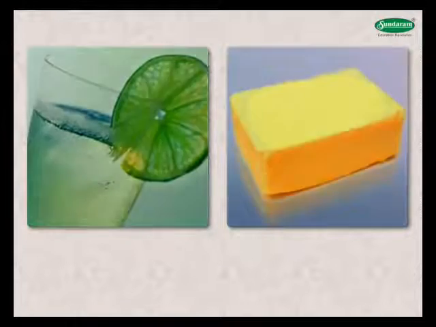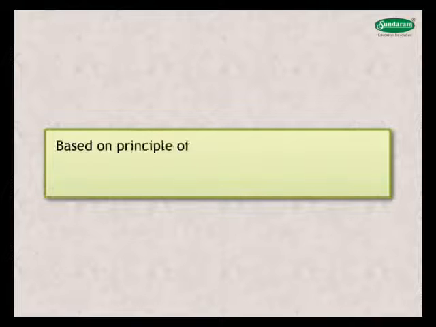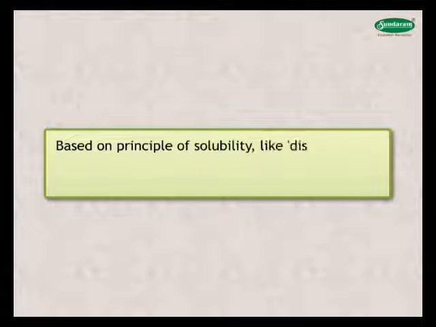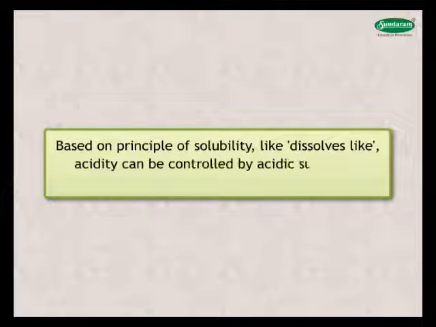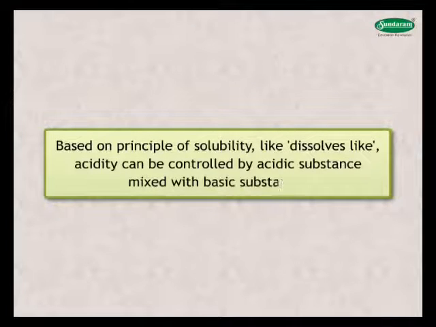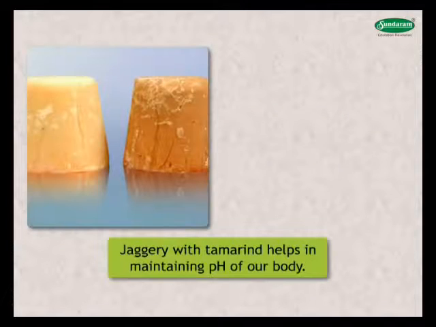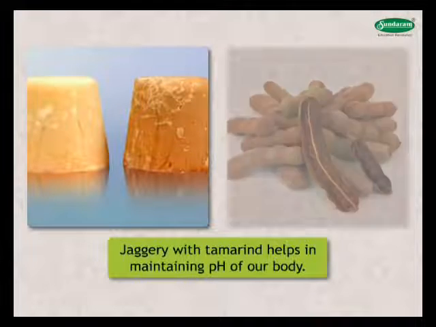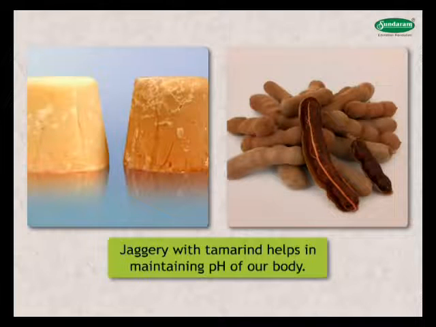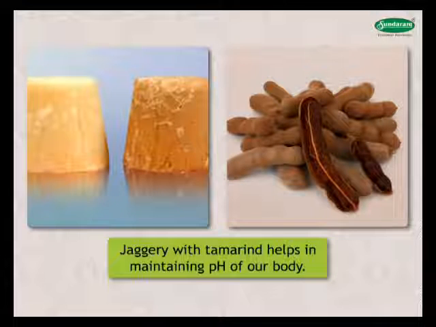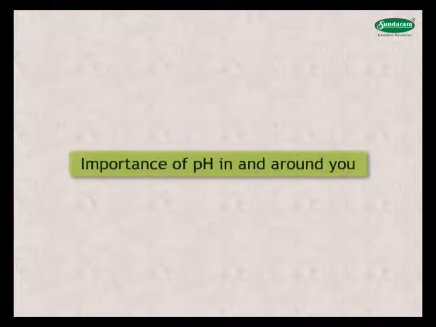Can you explain why? Based on the principle of solubility, like dissolves like, acidity can be controlled by acidic substance mixed with basic substance. Similarly, jaggery is used with tamarind while cooking. This helps in maintaining pH of our body.